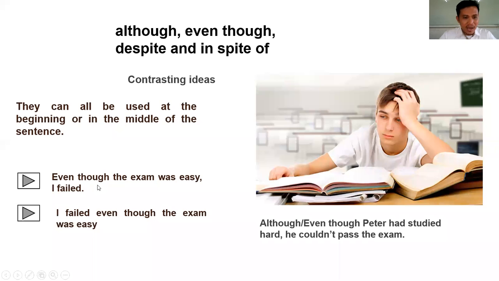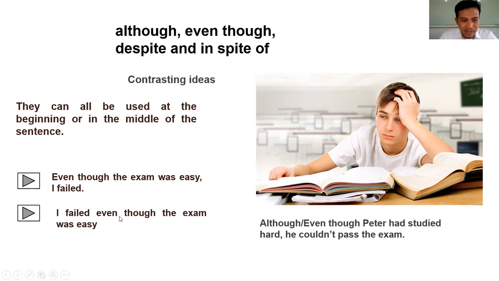What is following "even though"? Okay, right. So you find here that "even though" is placed in the beginning of the sentence. "Even though the exam was easy," and then you put a comma here, "I failed," and then a full stop because it's the end. And then the second sample: "I failed even though the exam was easy."